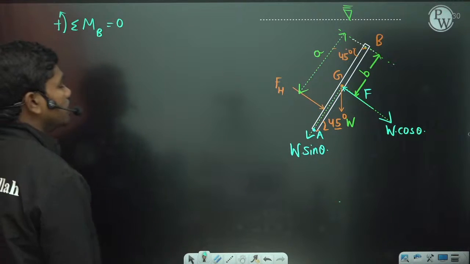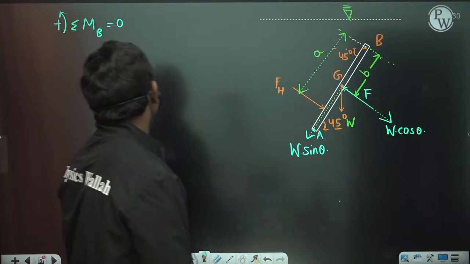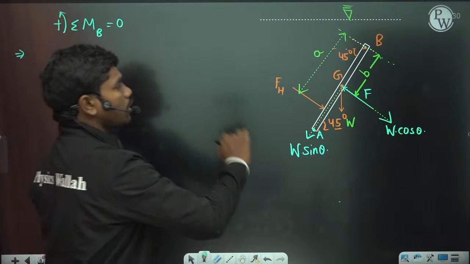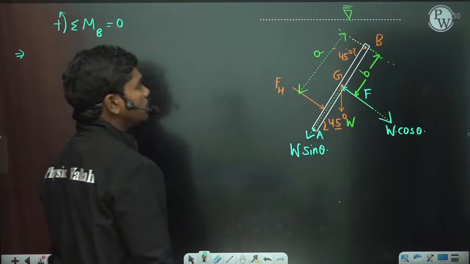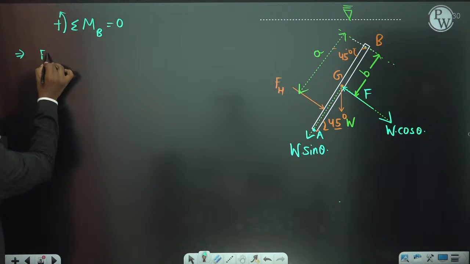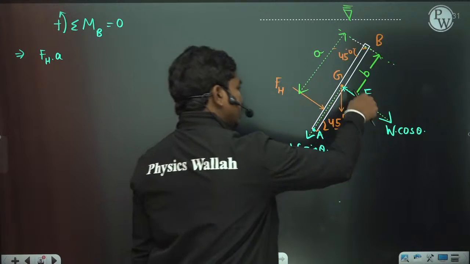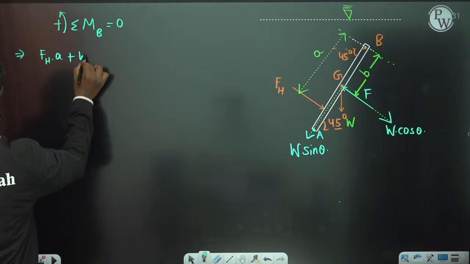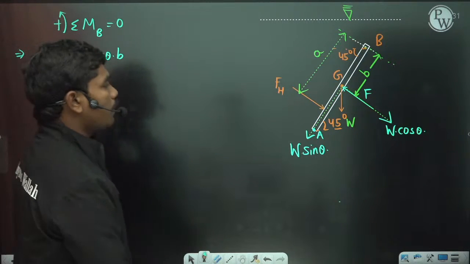So this is what you have. The sum of moments of these forces about this point B should be 0. Let us see what the counterclockwise and clockwise moments are. This FH is counterclockwise, and this is the perpendicular distance, so FH into A. Next, this W cos theta is also counterclockwise, so plus W cos theta into B.